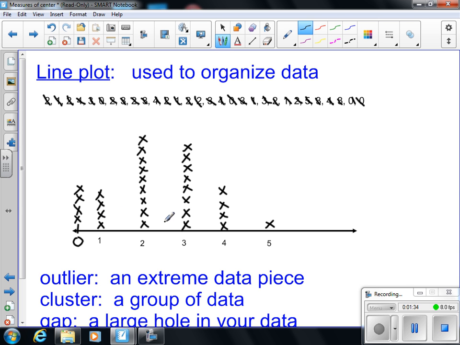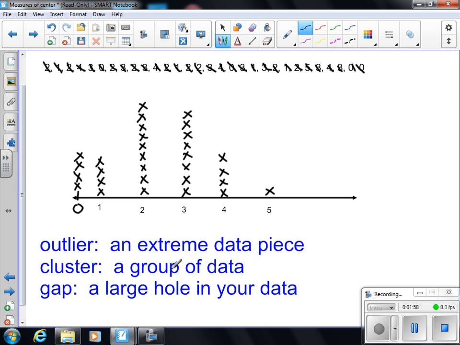So this is just a quick snapshot of, hey, which one occurs most often? You can find a mode very easily from this, and you can kind of see how your data is distributed. What do I mean by distributed? Are there any clusters anywhere? In other words, it's all bunched together. Due to the fact that my numbers are kind of close together, I can say that most of my data occurs between the 2 and 3. So that's what a cluster is.